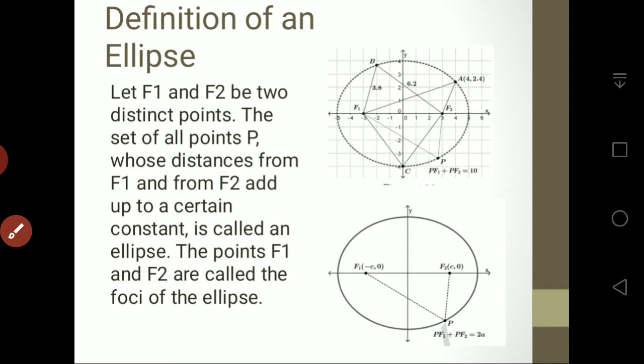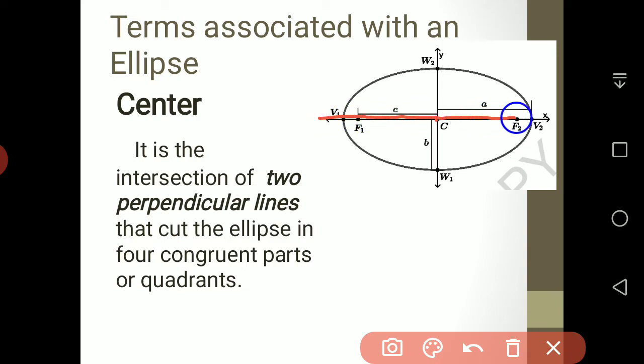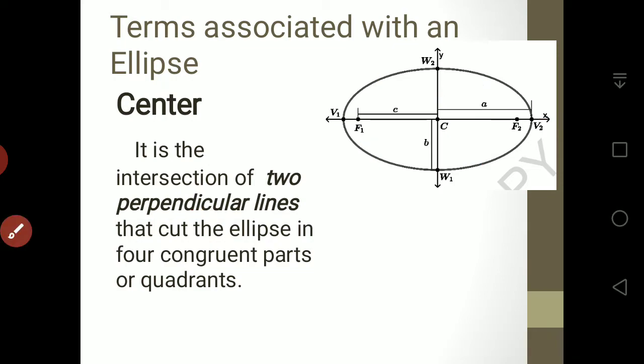There are terms associated with an ellipse. Let's start with the center. The center is a point inside our ellipse. This is the intersection of two perpendicular lines. The perpendicular lines are also very important here, and they cut our ellipse into 4 congruent parts or quadrants. So you have 4 quadrants here that are congruent to each other. The point of intersection is the center.